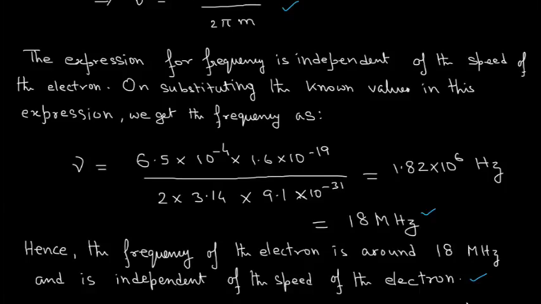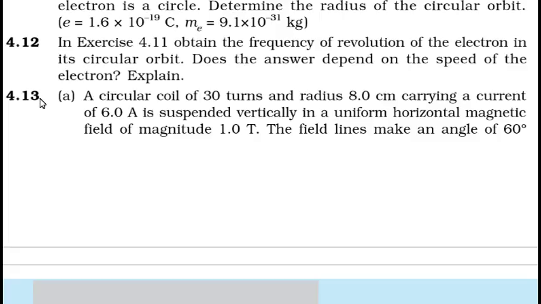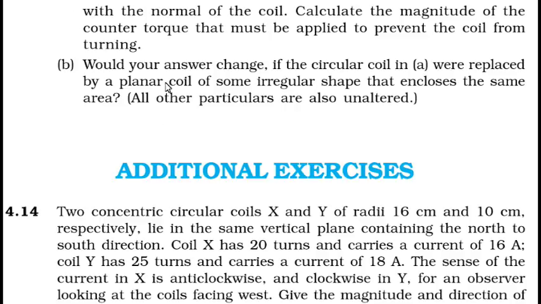Let us see the next question. Now let us see question number 4.13. A: A circular coil of 30 turns and radius 8 cm carrying a current of 6 ampere is suspended vertically in a uniform horizontal magnetic field of magnitude 1.0 tesla. The field lines make an angle of 60 degrees with the normal of the coil. Calculate the magnitude of the counter torque that must be applied to prevent the coil from turning.